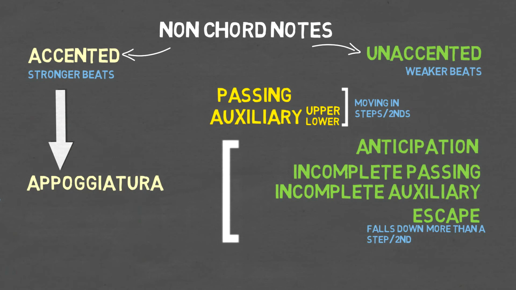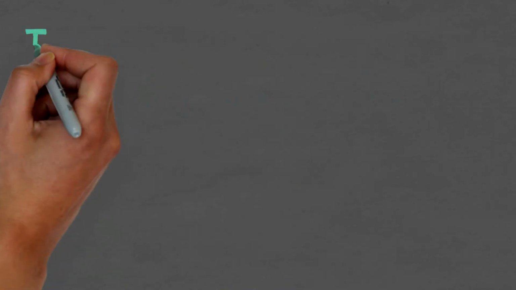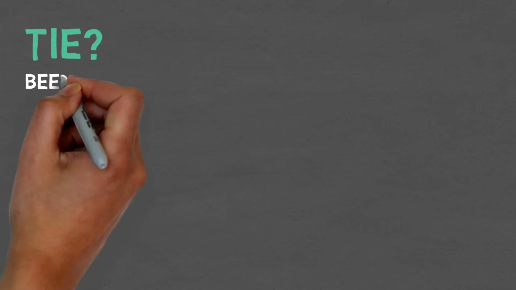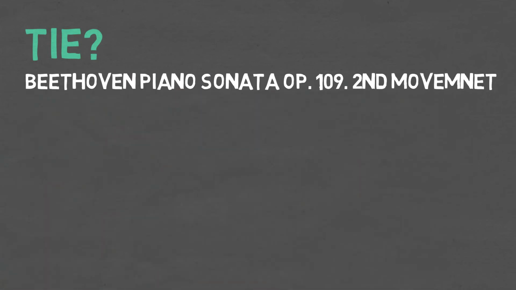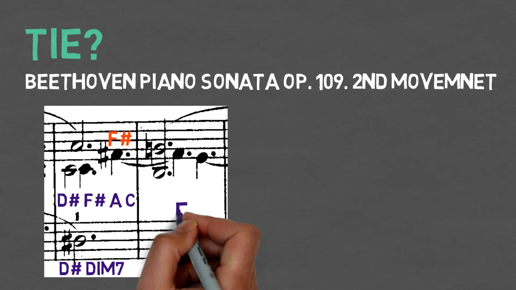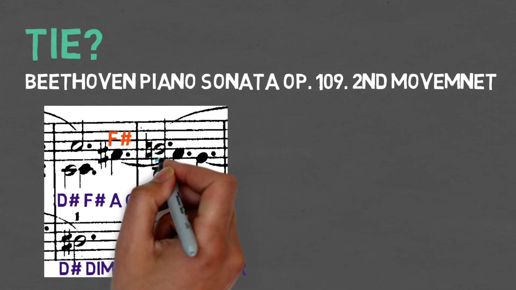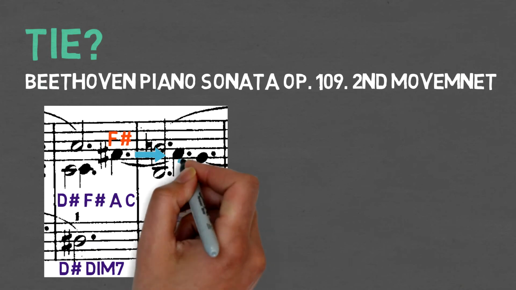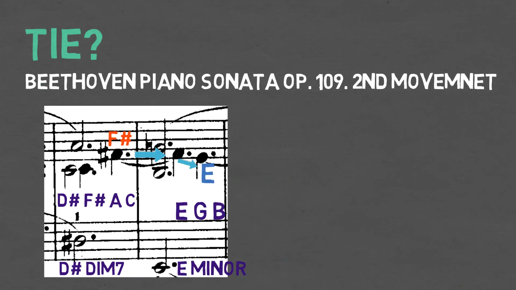Okay, now what happens when the non-chord note is a tie? Here is the end of the development of the second movement of Beethoven's Opus 109 Sonata in E major. You see, the F sharp is part of the D sharp diminished 7th chord with chord notes D sharp, F sharp, A and C. The following measure is E minor with chord notes E, G and B. The F sharp is tied over to the next measure, which later falls down and resolves to E.